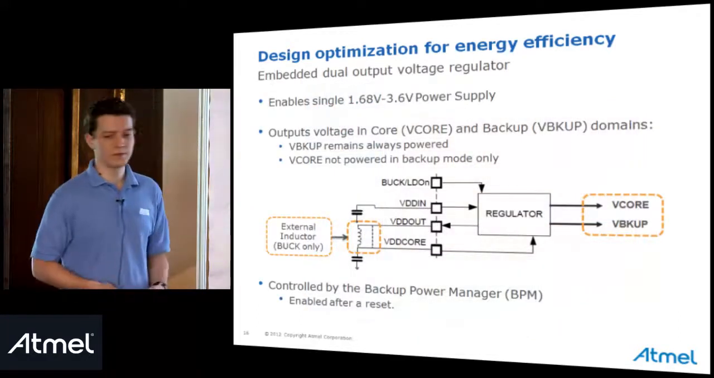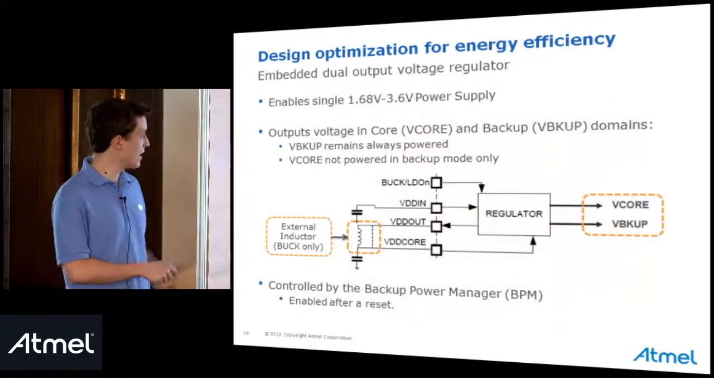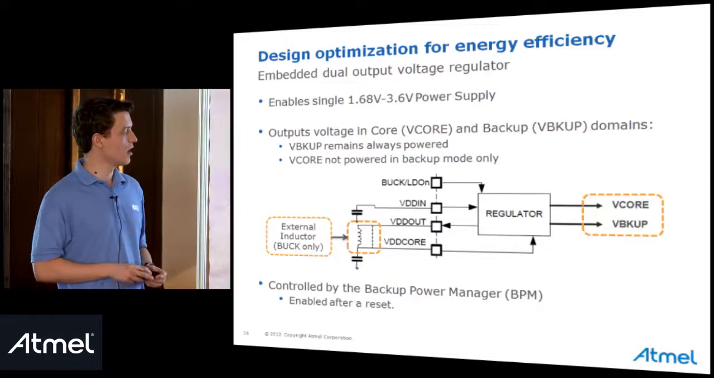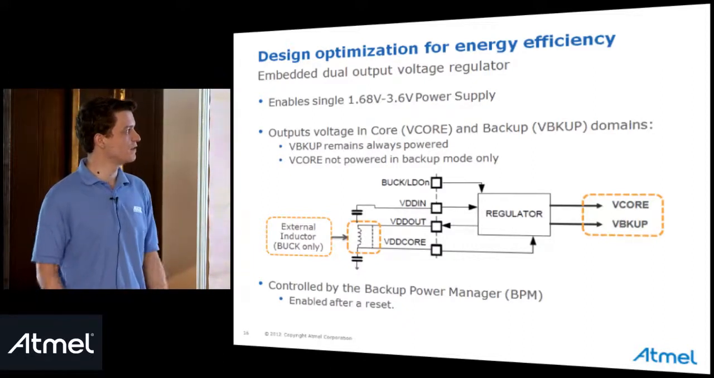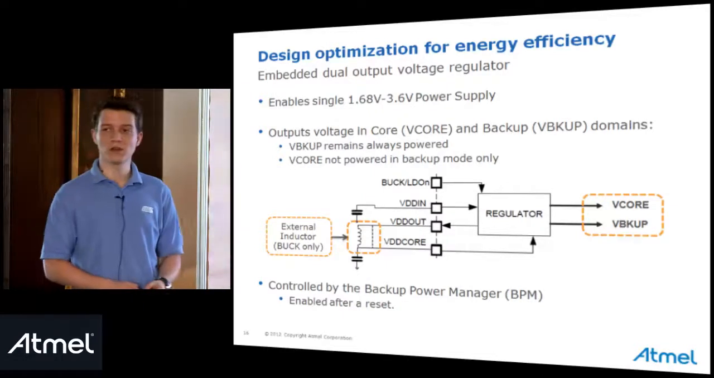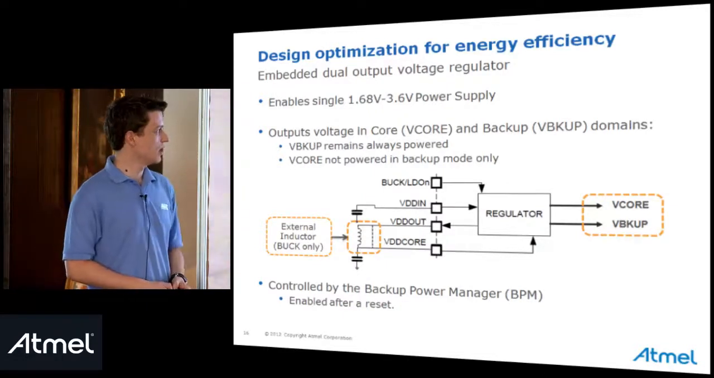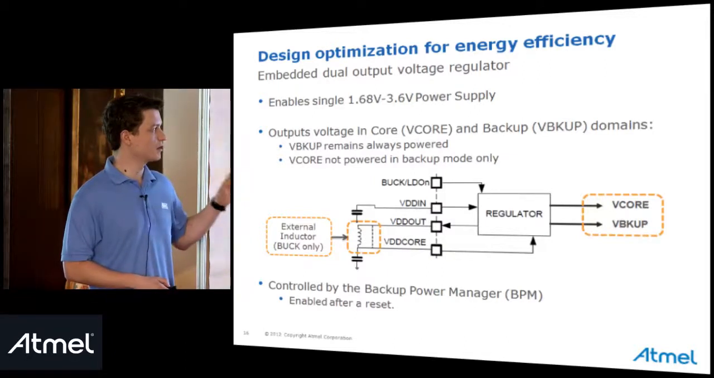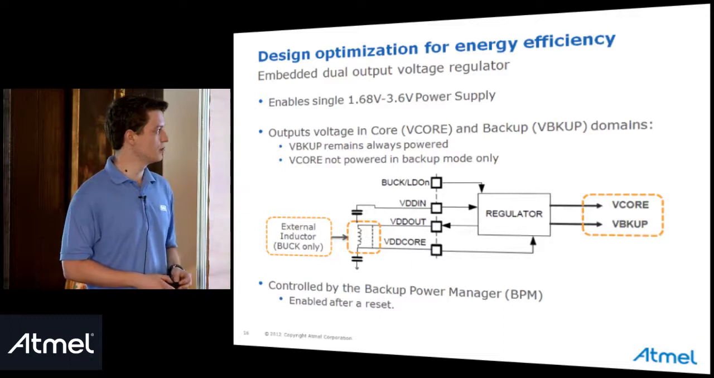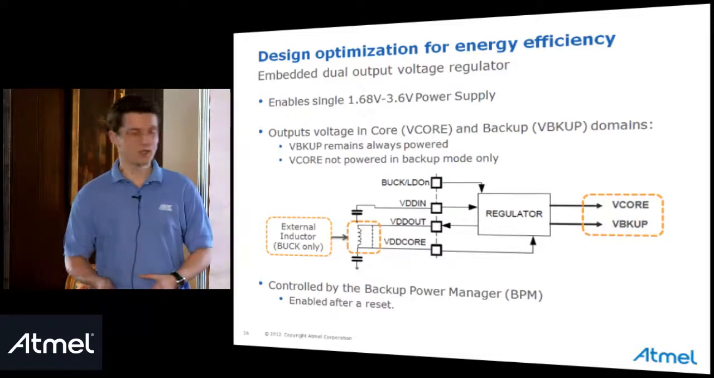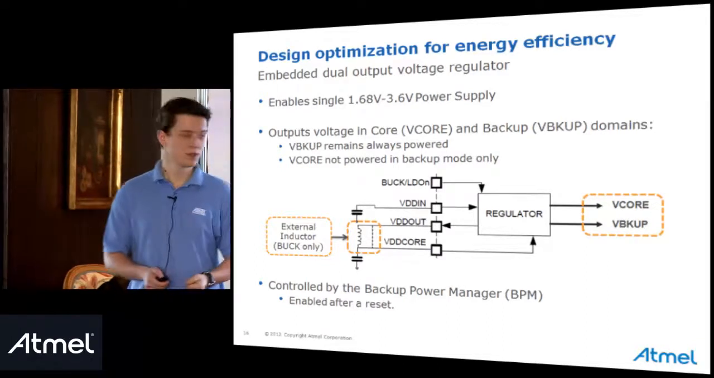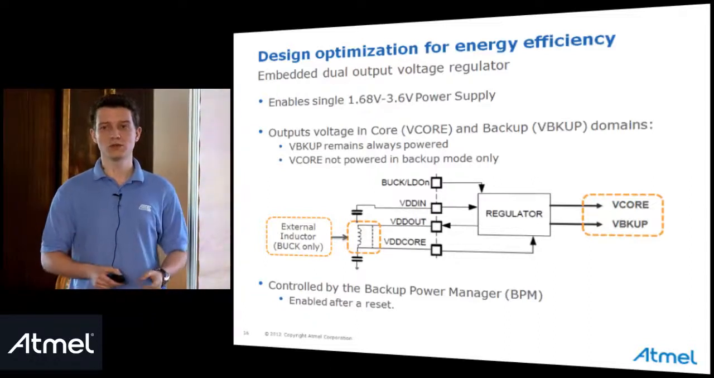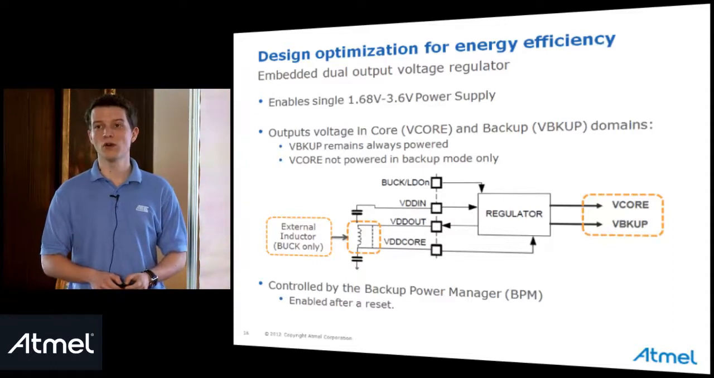The main aim of this regulator is that it enables a single 1.68 volt to 3.6 volt power supply. It's a dual output regulator, so it outputs voltage for the vCore and vBackup domains. The vBackup domain is always powered, and vCore is not always powered. It's automatically shut down when you are entering low power mode.